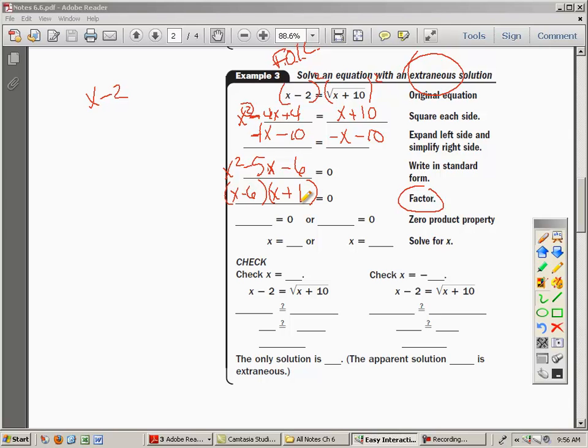I don't have to do snip method because the leading coefficient is 1. I don't have to use the quadratic formula because it does factor. So either x minus 6 is 0 or x plus 1 is 0. Subtract 1 from both sides, you get negative 1. Add 6 to both sides, you get 6. So let's check that x equals 6.